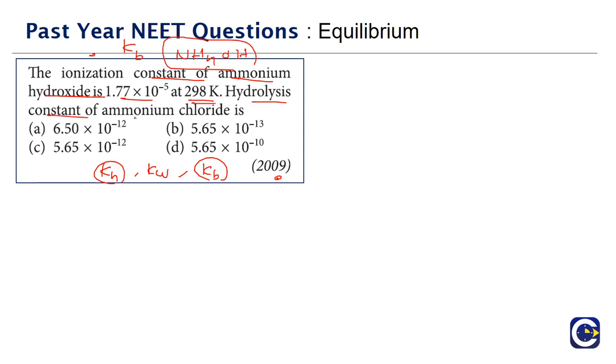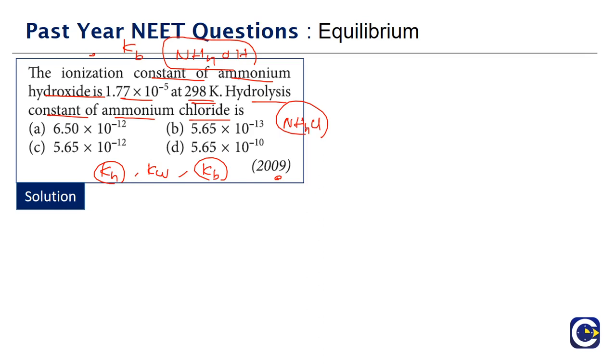The question asks for the hydrolysis constant of ammonium chloride. What is ammonium chloride? It is a salt of the weak base ammonium hydroxide with a strong acid HCl. For this category of salts we have a formula for the hydrolysis constant. For the salt of a weak base with a strong acid, the hydrolysis constant Kh is related to the Kb value and Kw value.